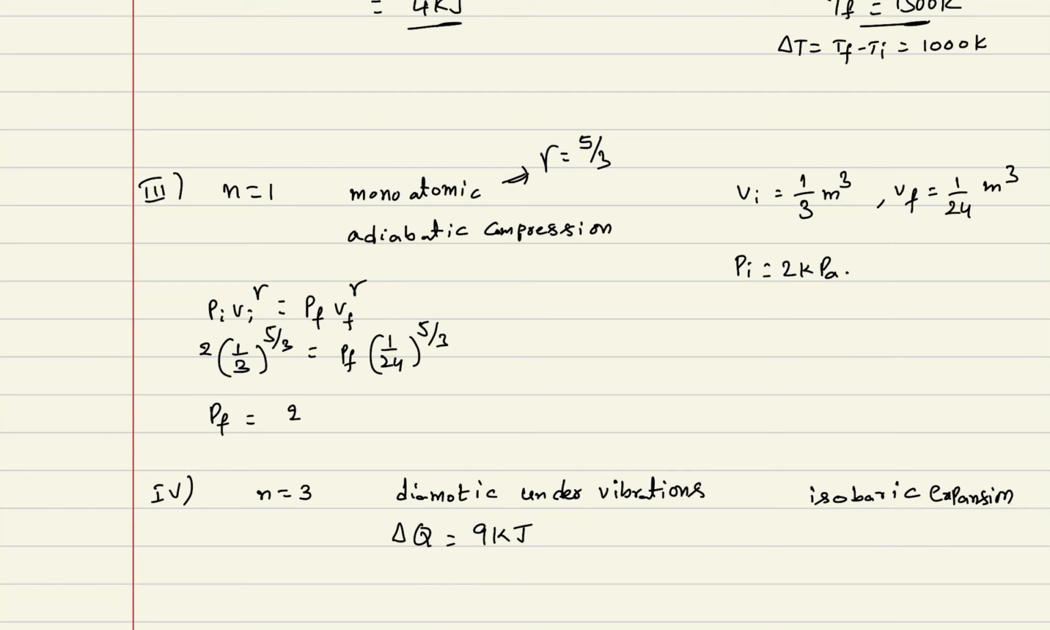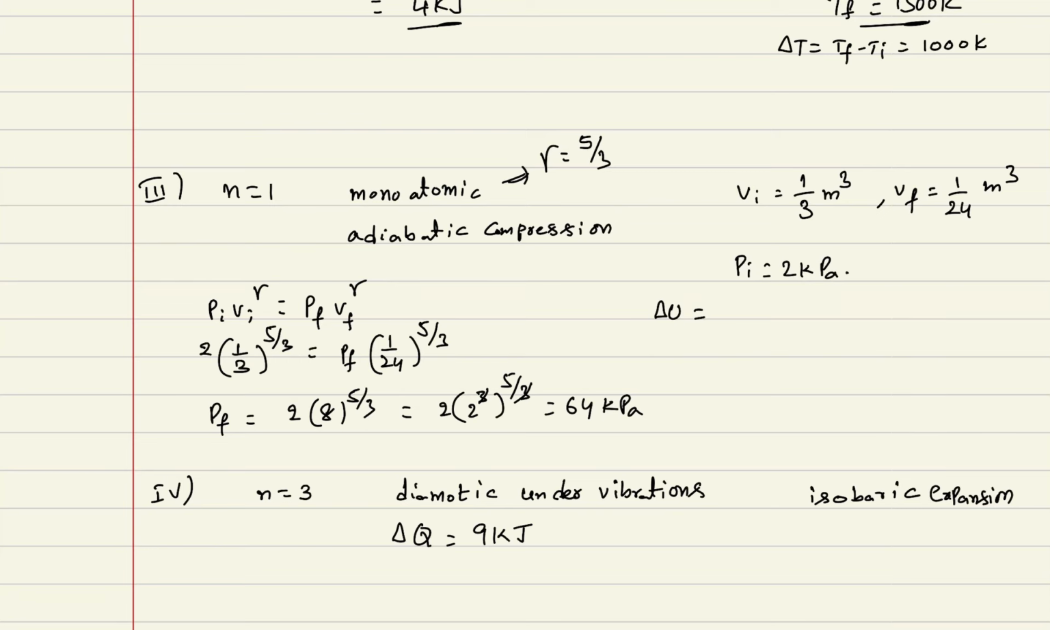This is 1 by 8. You can write it as (1/3) divided by (1/24), so you can get 8 to the power 5 by 3. So 8 to the power 5 by 3 means (2 into 2 cube) whole to the power of 5 by 3. The 3 gets cancelled. 32, 64 kilopascal we will get.